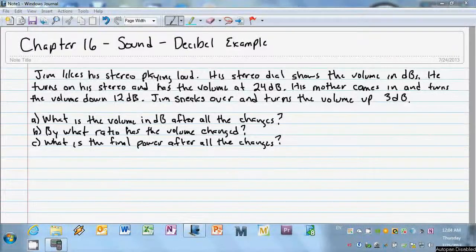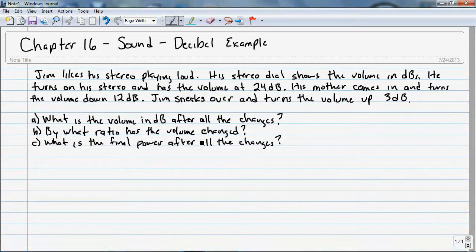Based on our discussion in the last video of important decibel factors or relationships, let's look at a problem involving the use of decibels. So this could be a real-life situation. Jim likes his stereo playing loud. His stereo dial shows the volume in decibels. He turns on his stereo and has the volume at 24 decibels. His mother comes in and turns the volume down 12 decibels.